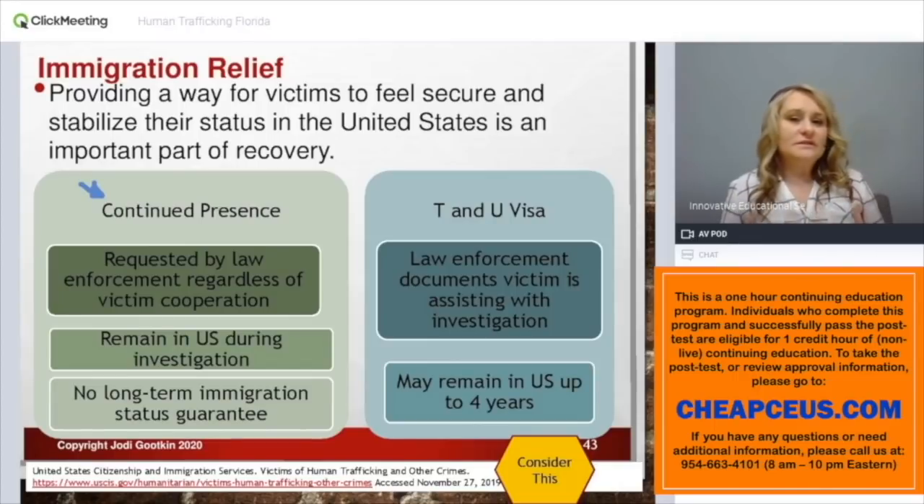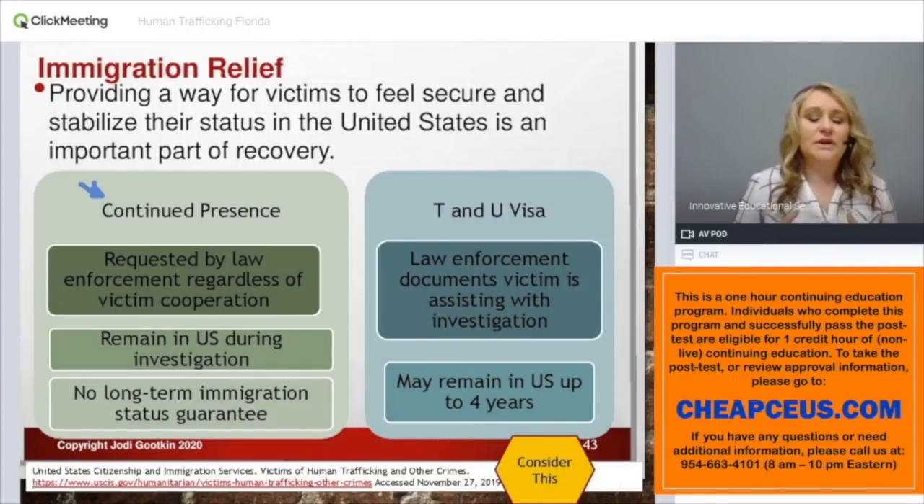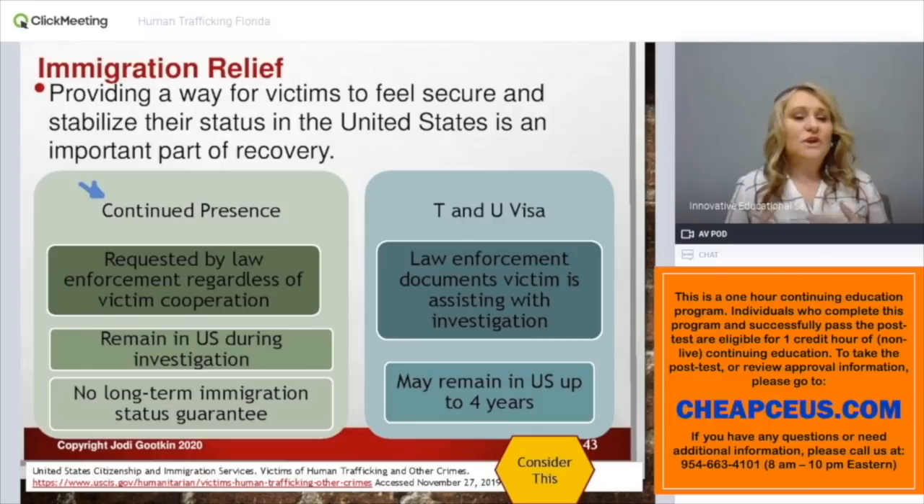It's a temporary legal status that's provided to foreign nationals whose presence is necessary while law enforcement is completing the investigation. This is typically utilized for individuals to keep them in the United States while the case is being investigated by law enforcement, and they do not need to be cooperating to receive the continued presence.